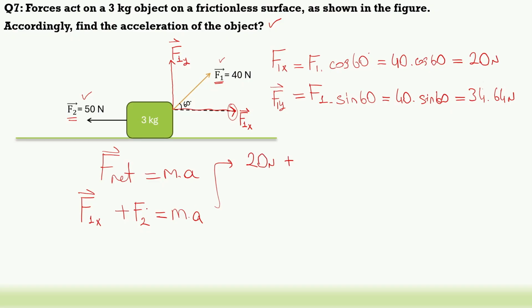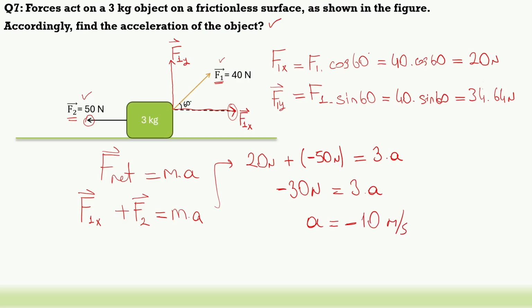Now I am writing F2. F2 is 50 Newton but in the negative direction, so I am writing in the equation minus 50 Newton. This equals m times acceleration. M is 3 kilogram, so 3 times acceleration. 20 Newton plus minus 50 equals minus 30 Newton, which equals 3 times acceleration. From here, the acceleration of this object is minus 10 meters per second squared.